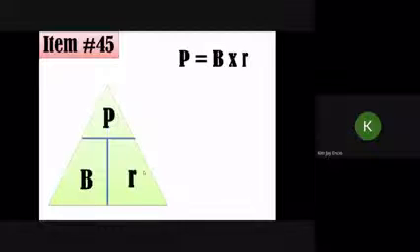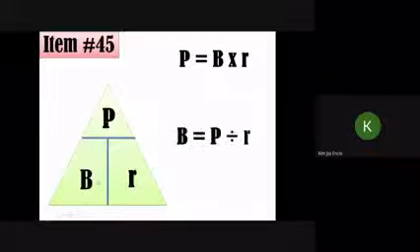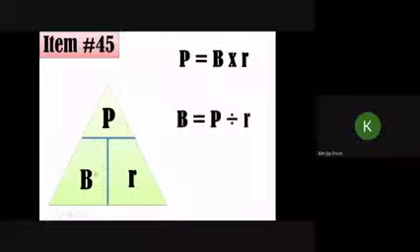And your magic triangle suggests, by the way, that if they are together, you multiply them if they're side by side. But if one is on top of the other, then you divide. So percentage equals base times rate because they're on the same level. For the base, it's percentage divided by the rate. And for the rate, it's percentage divided by your base.